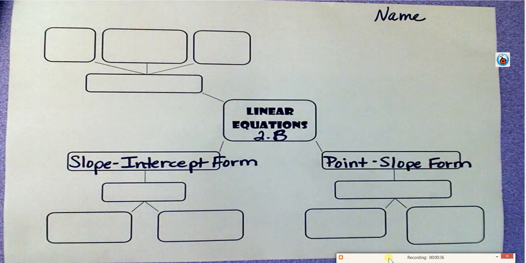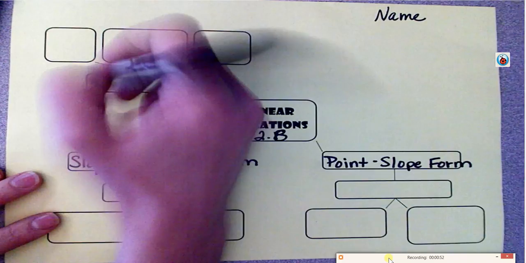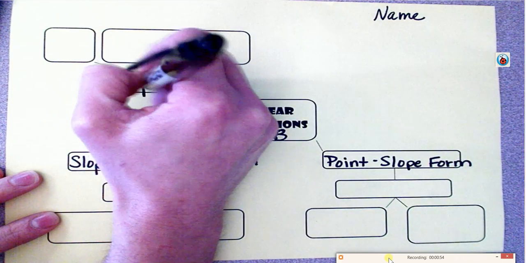So in either form, there's one thing that those titles have in common. They both say slope. Slope is one of the most important pieces of information you have when you're dealing with linear equations. All linear equations have slope. All lines have slope. So slope is extremely important.